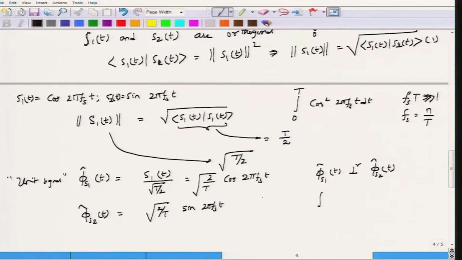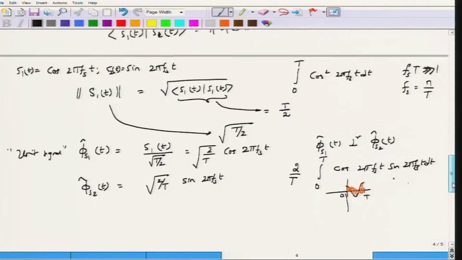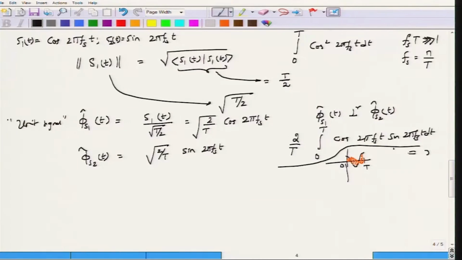When I consider the inner product, this square root of 2 by t would be common to both terms, it would come out. So it becomes 2 by t, integral 0 to t, then I have cos 2 pi fst sin 2 pi fst dt. Clearly, the cos signal over the time duration 0 to t would be a function of this form, whereas the sine function would be, so I hope I have not written it improperly, but if you look at the sine function, what this implies is to basically take the area under the product of these two, and that area actually vanishes, because one of them is an odd function, the other one is an even function. So, this will be equal to 0, indicating that originally S1 of t and S2 of t are orthogonal.